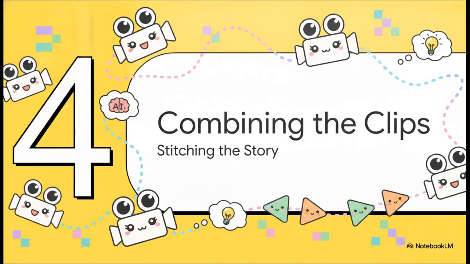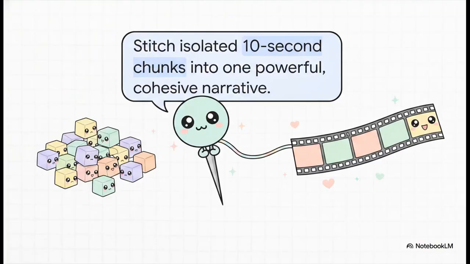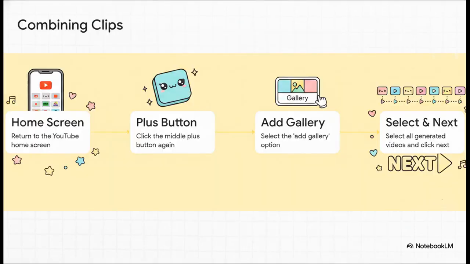Section 4. The process of combining clips. Stitching the story. So, the crucial point is, this is where everything comes together. We've manufactured our raw materials, sure, but right now, you just have a camera roll full of completely disjointed 10-second clips. The combination phase is where we stitch them together. We are literally transforming isolated chunks into one single, powerful, cohesive narrative. I mean, this process behind combining the clips is where the actual storytelling happens. It's the whole shebang. To kick off this combination process, you actually need to head all the way back to the YouTube home screen. We're starting a fresh upload workflow here.